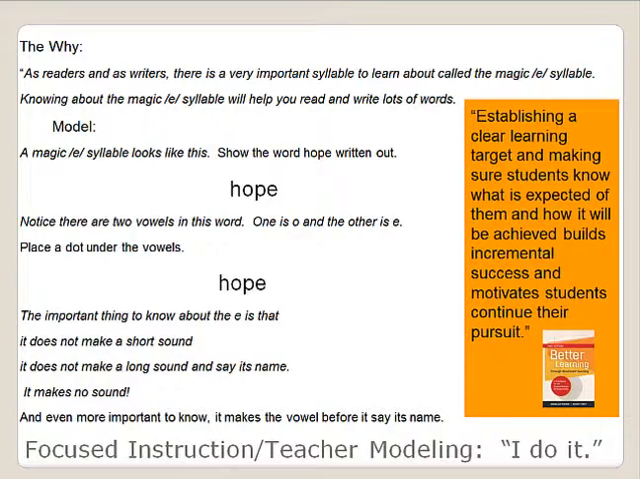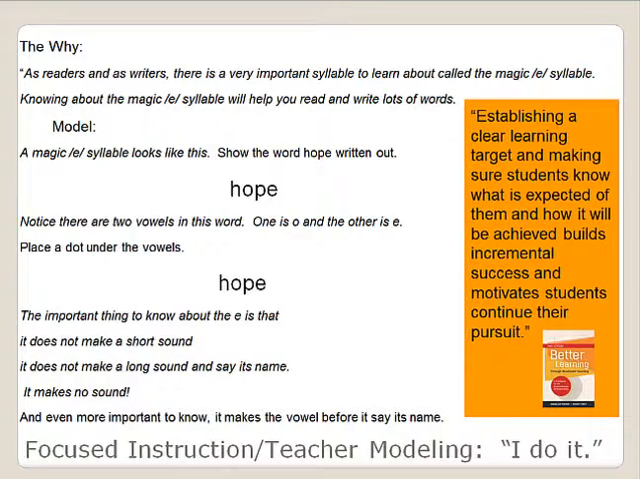Knowing about the magic E syllable will help you read and write lots of words. Point to the word hope and explain that hope is an example of a magic E syllable word. Help students notice that there are two vowels in the word hope. One is O and the other is E. Place a dot under the vowels.